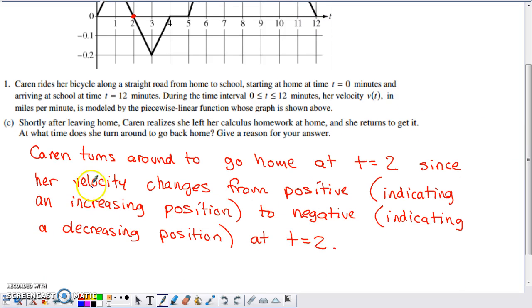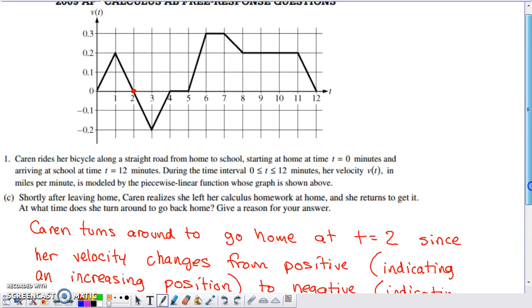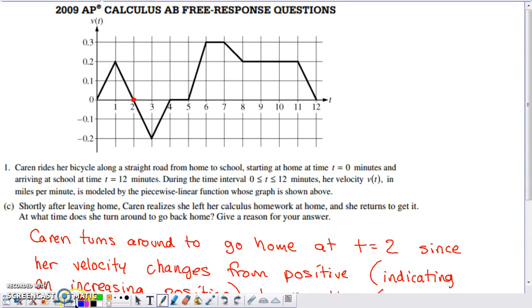So the little write-up I have here: she turns around at time 2, since velocity changes from positive to negative. When velocity is positive, we're looking at an increasing position. When velocity is negative, we're looking at a decreasing position, and that's why we know she turns around to get her homework at t equals 2.